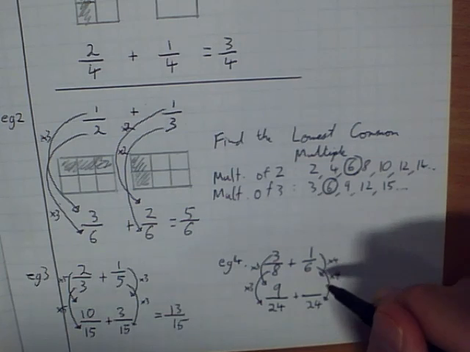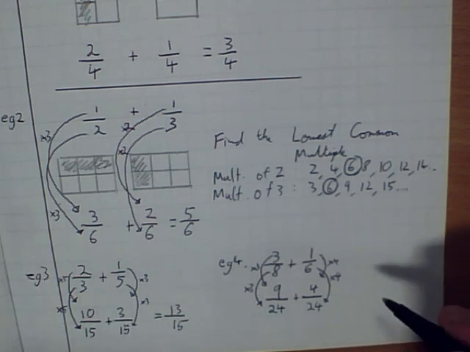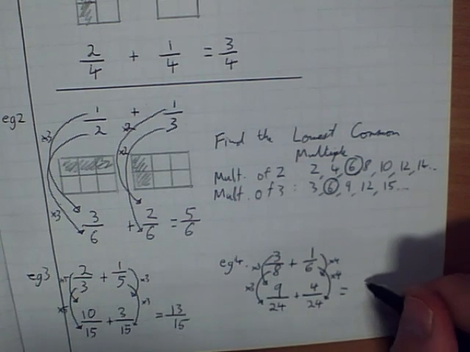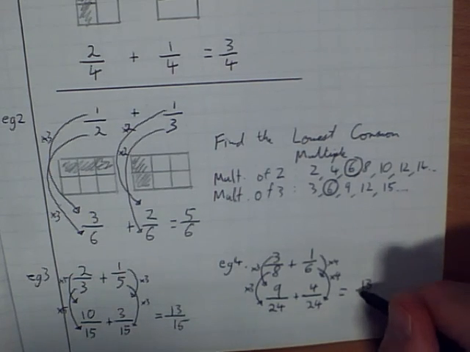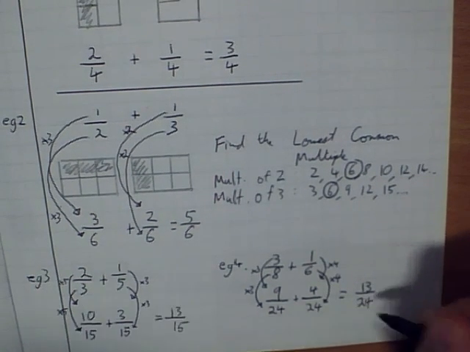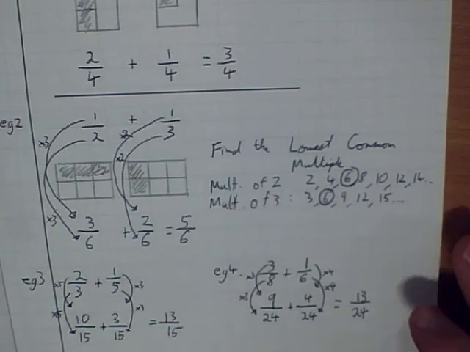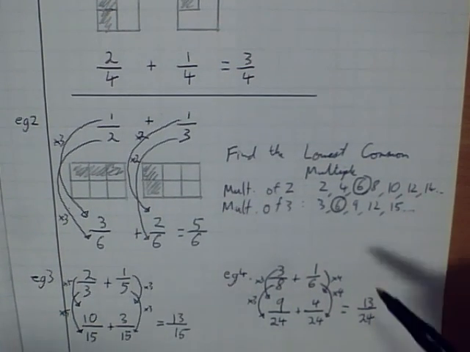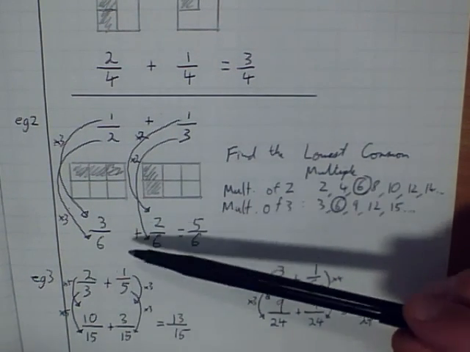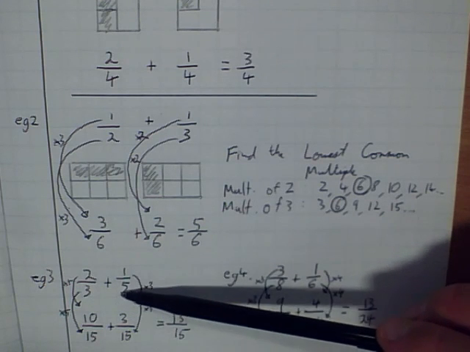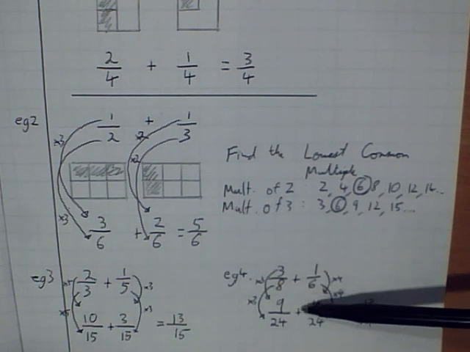And that's adding, and for subtracting fractions with unlike denominators, it's the same idea, except just at the end stage. So if this was take away instead, I would just do 9 take away 4 gives me 5/24. And that's what you need to know about adding and subtracting fractions with unlike denominators.